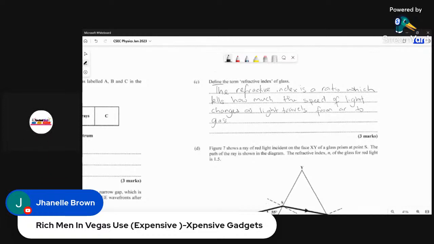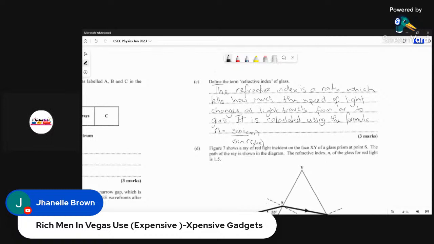And yes, CSEC, we could put the formula. So we could say it is calculated using the formula n equals sine i, or you could put theta 1, over sine r. And you can put sine i is air, sine r is glass. So that is definitely ensuring that you get your full 3 marks.